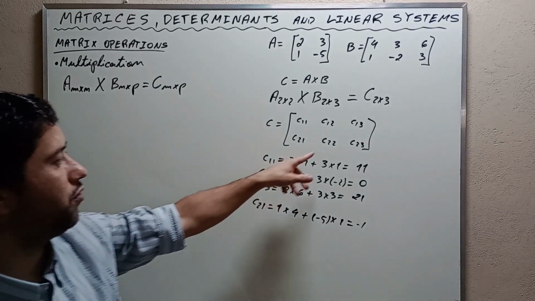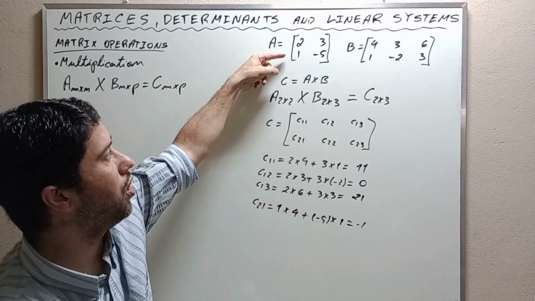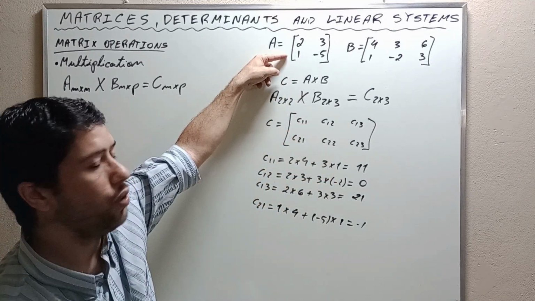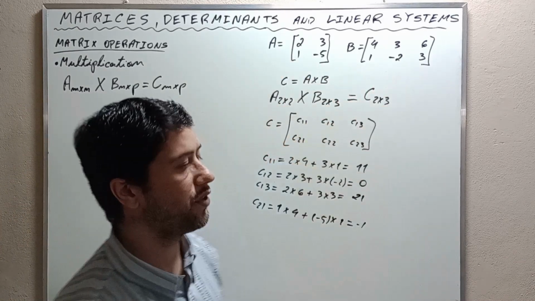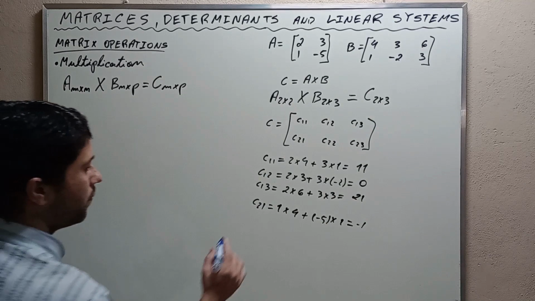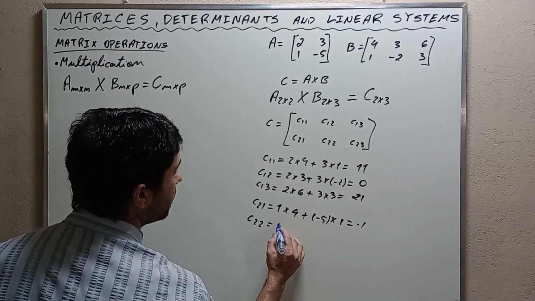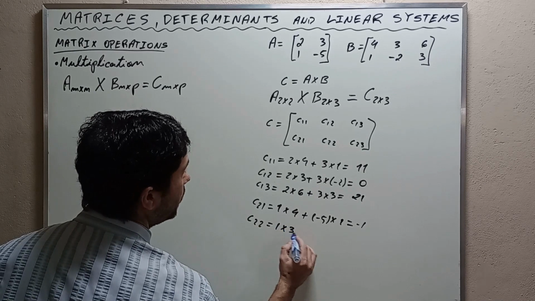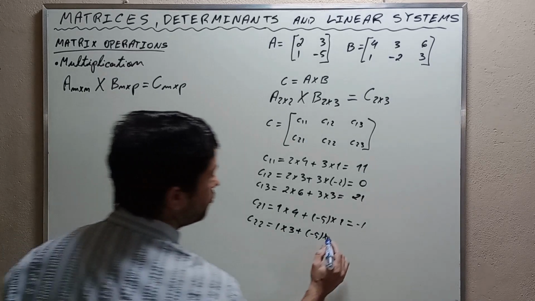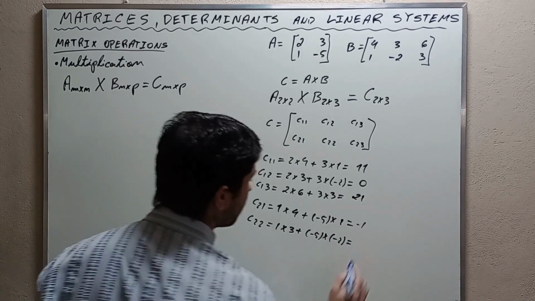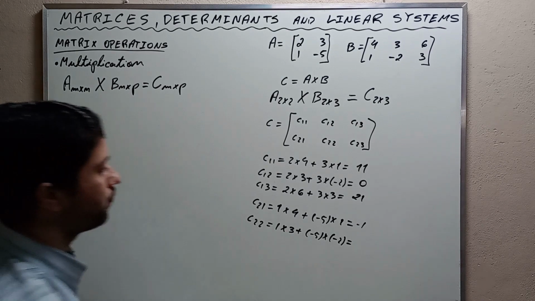Likewise, entry C22 is going to be obtained from the multiplication of row 2 of the first matrix and column 2 of the second matrix. C22 will be equal to 1 times 3 plus negative 5 times negative 2. And this is equal to 13.